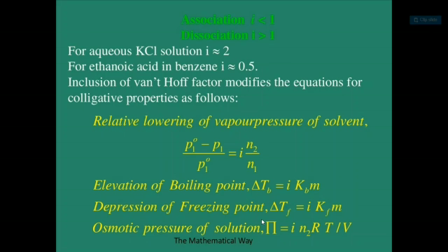Relative lowering of vapor pressure of solvent, (P1 naught minus P1) by P1 naught, is equal to i into n2 upon n1. That means you have to include the Van 't Hoff factor in each colligative property formula. Elevation of boiling point del Tb is equal to i into Kb m, or depression of freezing point del Tf is equal to i Kf m, or osmotic pressure of the solution pi is equal to i into n2 into RT upon V.